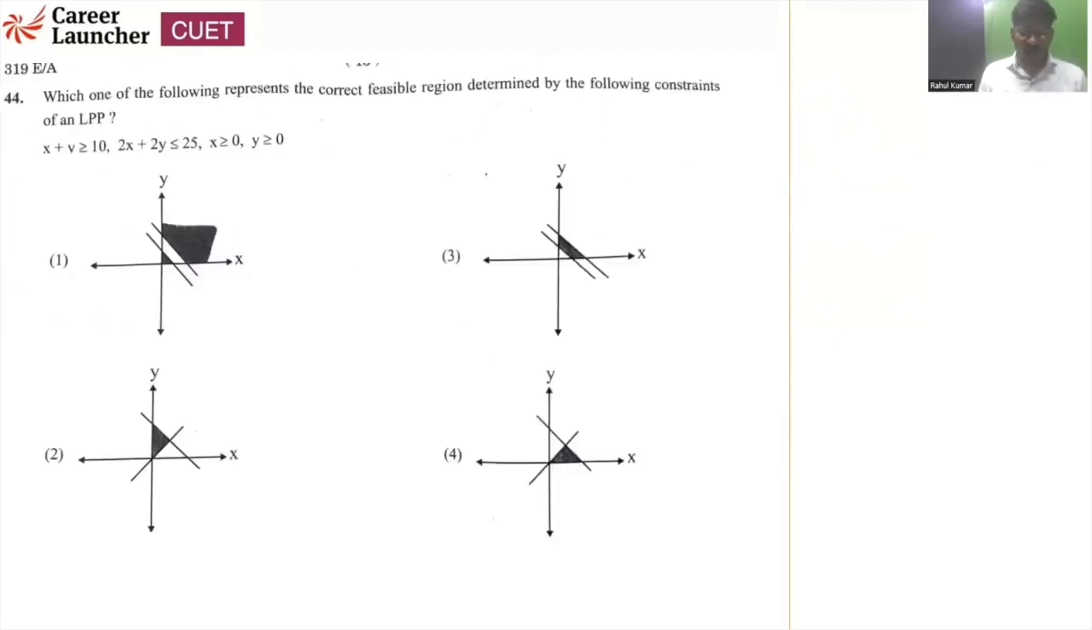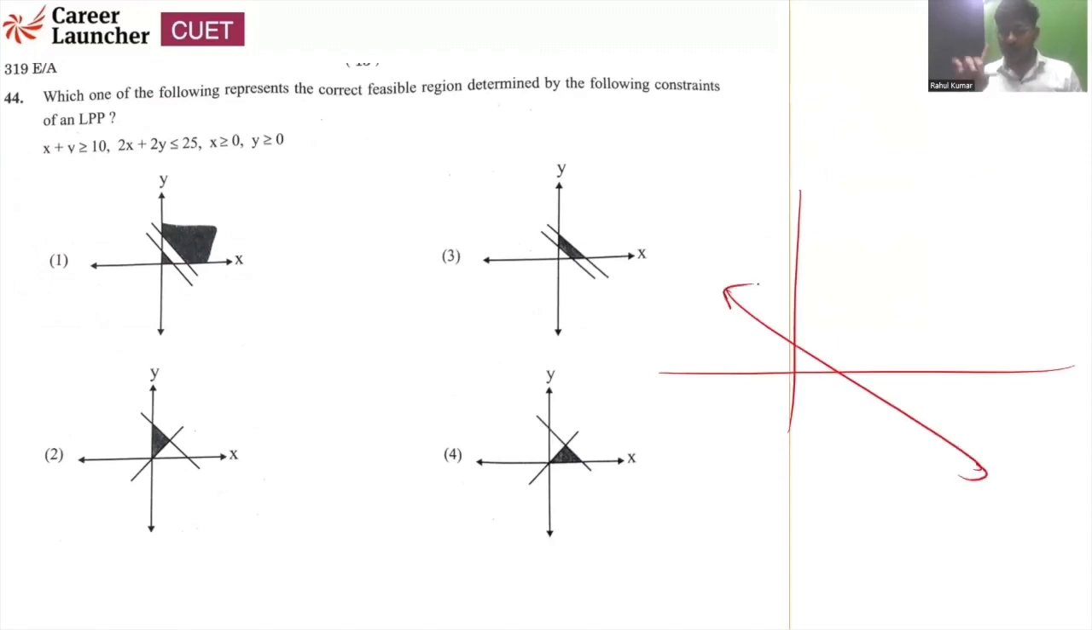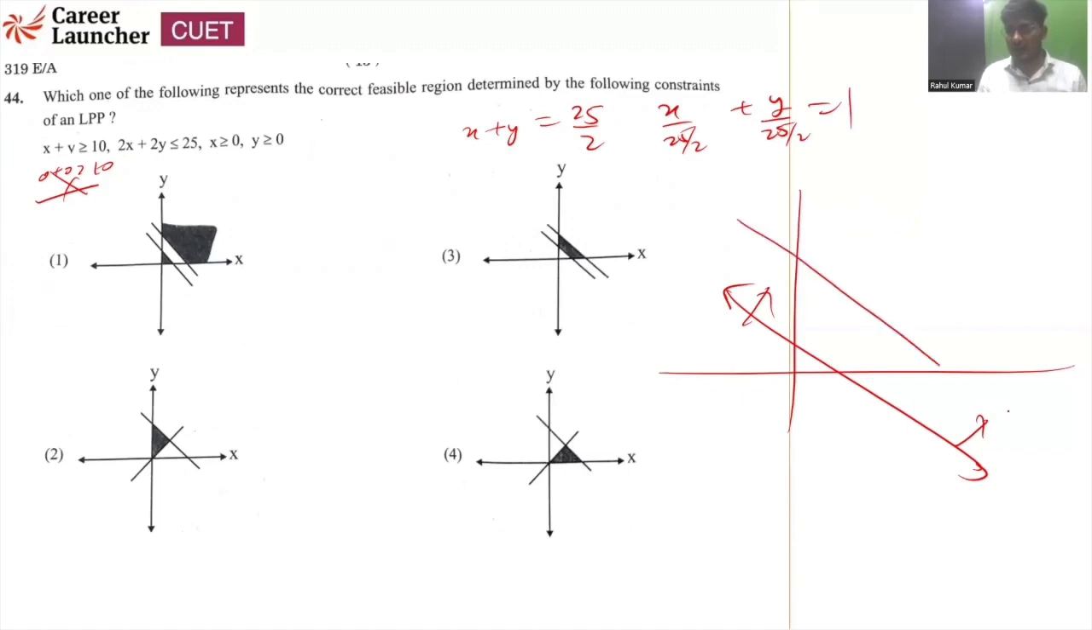Now the next question is which of the following represents the LPP region? So first thing, x plus y is equal to 10. It is something like this. Now see this thing. The region is away from the origin because 0 plus 0 greater than 10 is a totally false statement. So the region is away from the origin. Now the next part is the second line. Second line is x plus y is equal to 25/2, meaning x/(25/2) plus y/(25/2) is equal to 1. So the second line is this. As the second line is this, option 4 can't be the answer. Option 2 can't be the answer. Now, if you see the first option and the second option, in the first option, the region is towards the origin.